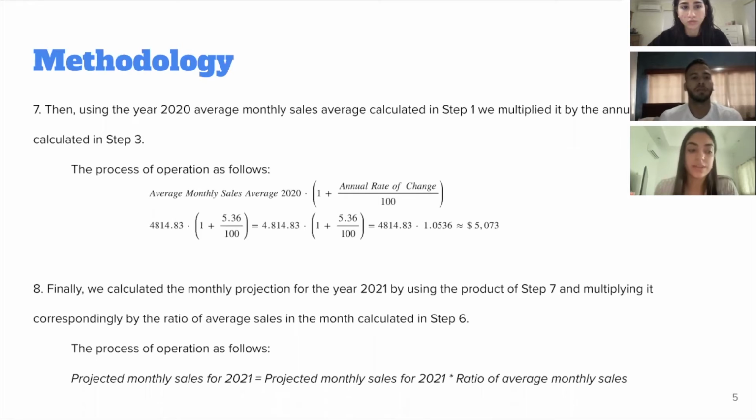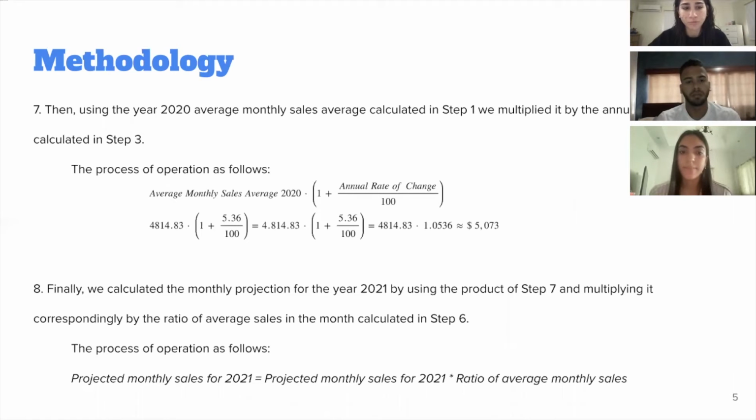Then using the 2020 average monthly sales average calculated in step 1, we multiplied it by the annual rate of change calculated in step 3, and the process of operation is shown here, which is the average monthly sales in 2020, which was 4,814.83 times 1 plus the annual rate of change over 100, which was 5.36 over 100, which was estimated to be 5,073.